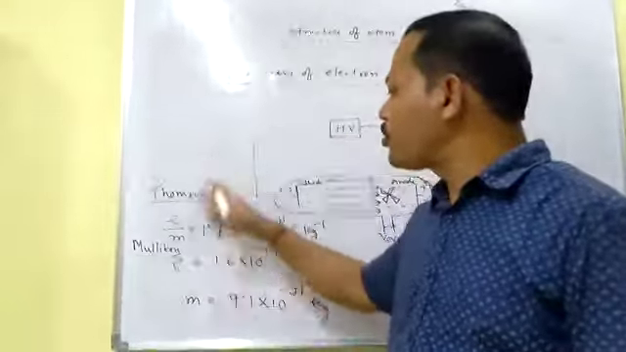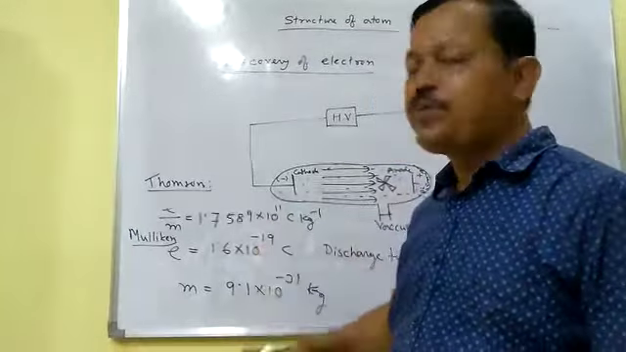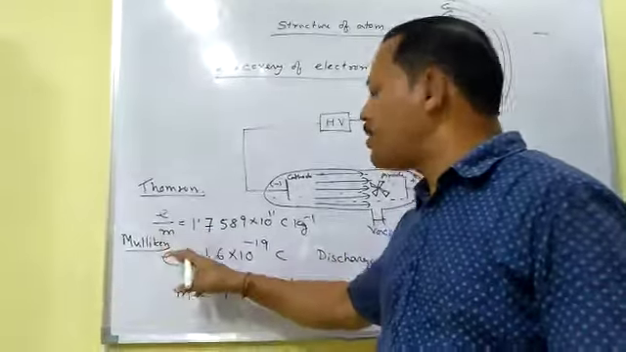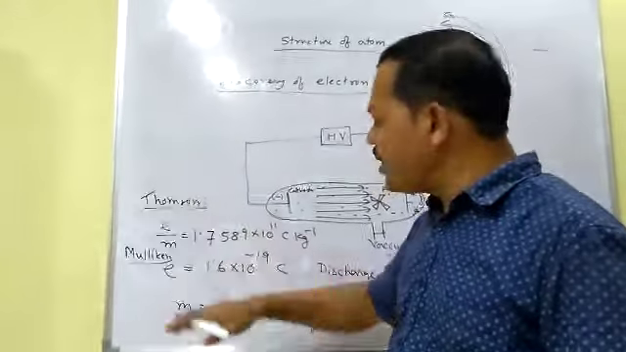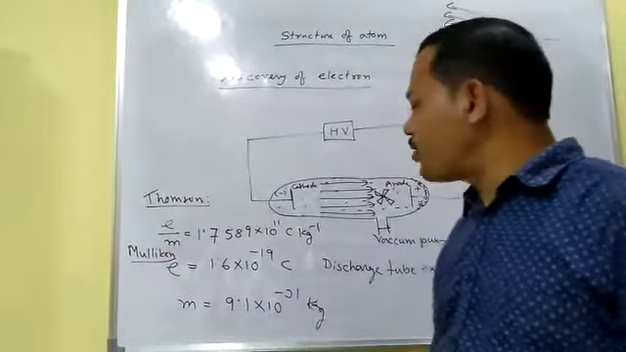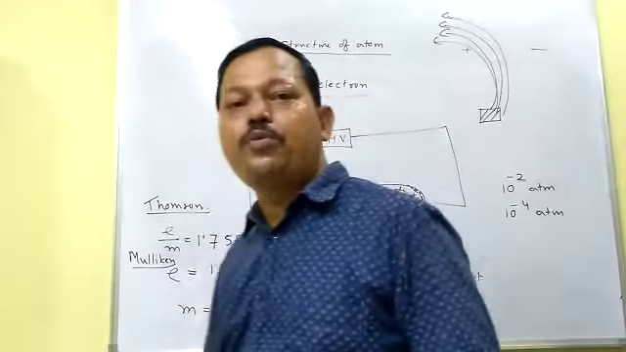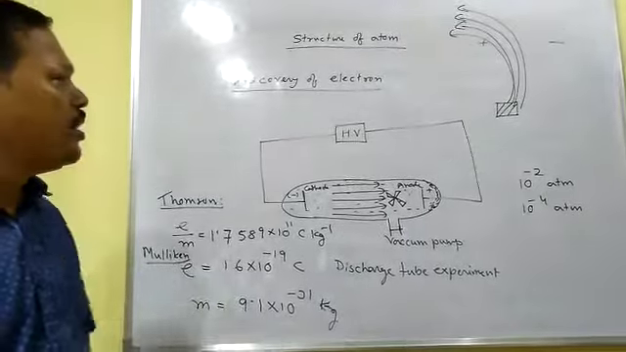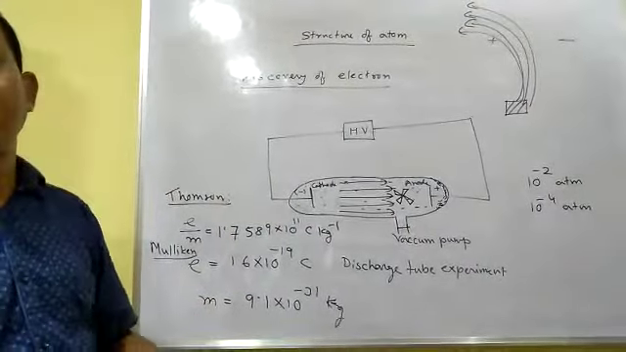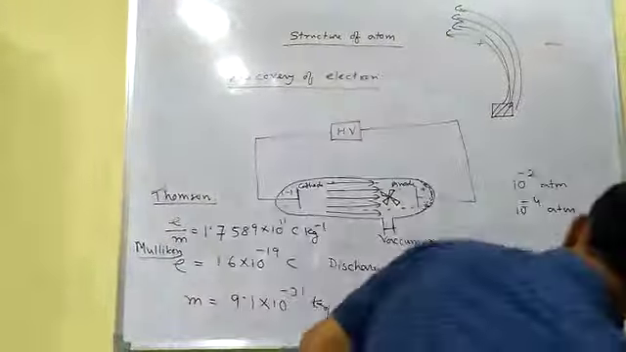First, Thomson determined the charge by mass ratio, and one of the scientists, Millikan, determined the charge of electron by doing the oil drop method. After that, they found out the mass of electron, and the mass of electron is found to be 9.1 into 10 to the power minus 31 kg. It's a very negligible mass. So in this way, the electrons were discovered.